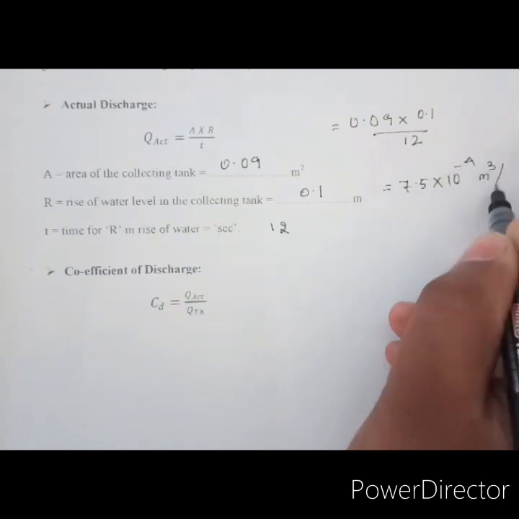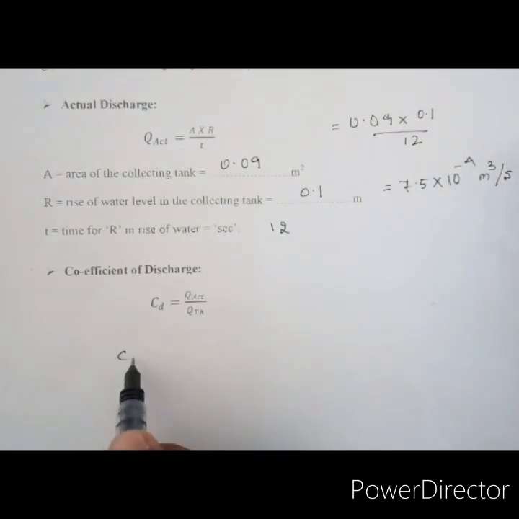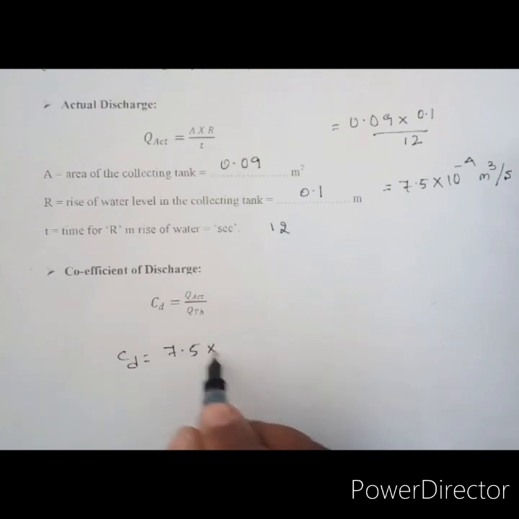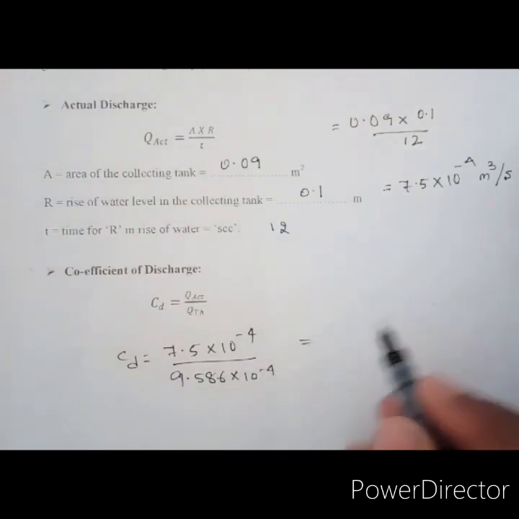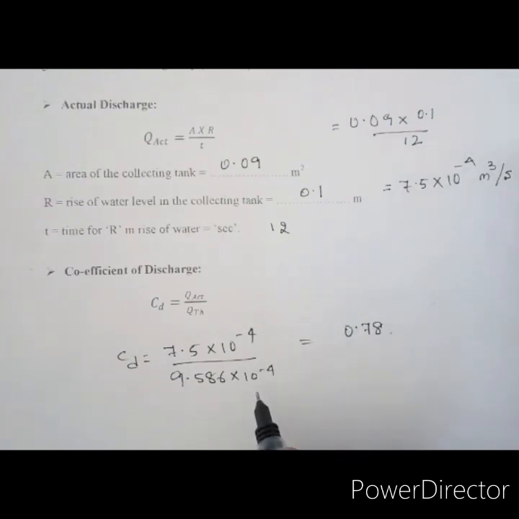Coefficient of discharge is given by the ratio Q actual by Q theoretical, where Q actual is 7.5 into 10 power minus 4 and Q theoretical is 9.586 into 10 power minus 4. Therefore, the coefficient of discharge for the rectangular notch becomes 0.78. For the various discharge conditions, calculate the H value and determine the coefficient of discharge, and finally determine the average coefficient of discharge for a rectangular notch.